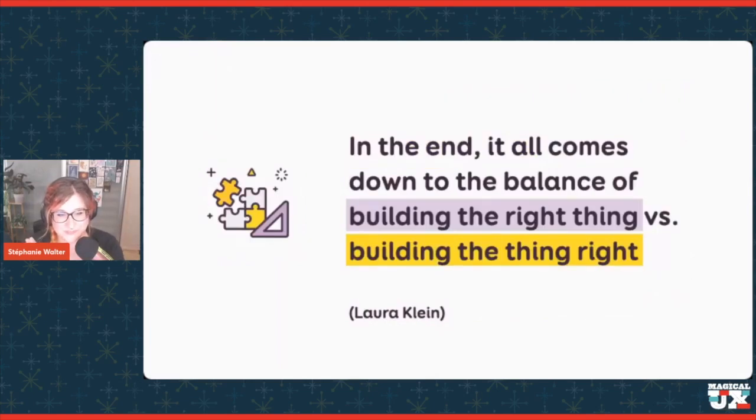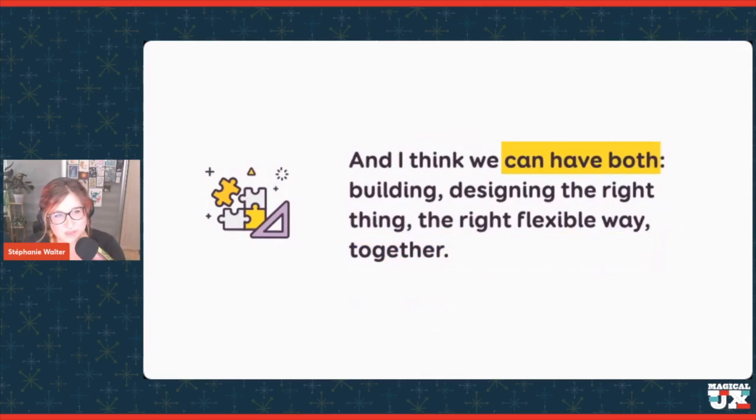So my message here is, at the end of the day, it all comes down to balancing building the right thing and building the thing right. And I'm quoting Laura Klein here. And I think we can have both. We can build the right thing the right way. But for that, we need more collaboration between designer and developer to make sure that we don't forget all of those states, all of those edge cases, all of those opportunities.